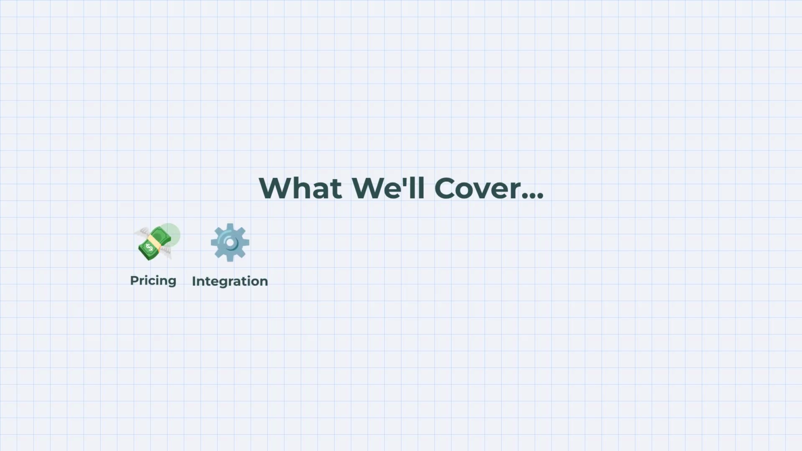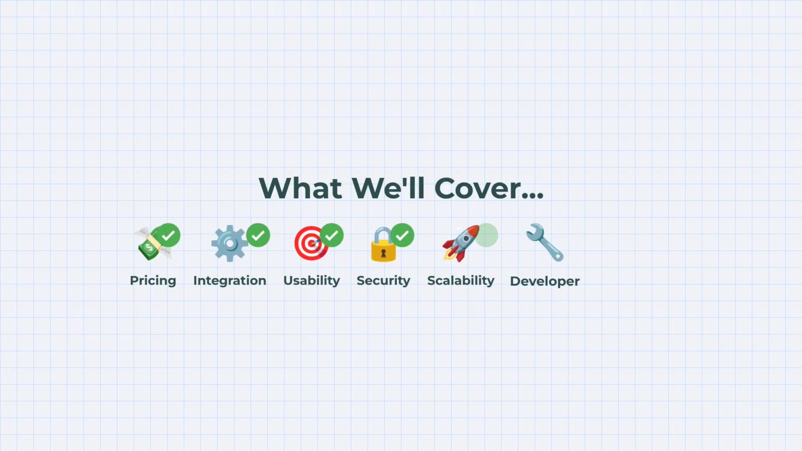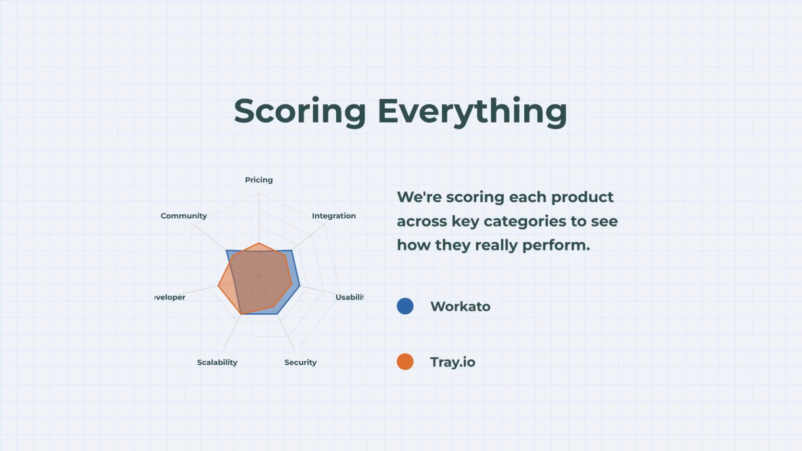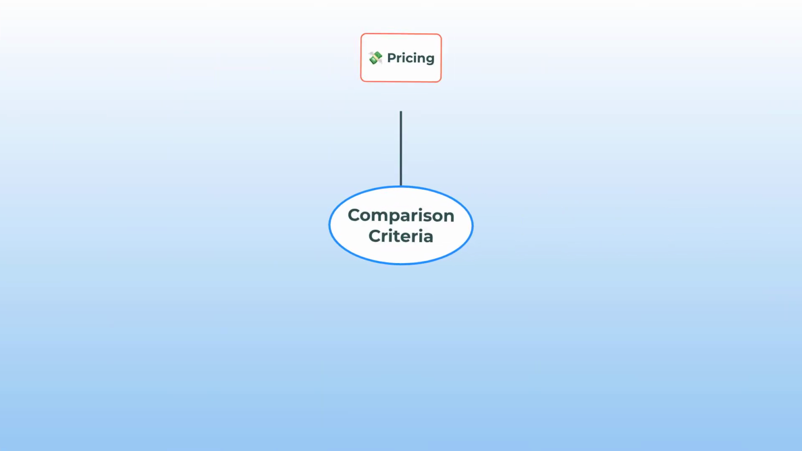We're testing them across real business scenarios: integration flexibility, ease of use, pricing, support, and innovation. Let's cut through the marketing jargon and focus on how they truly perform. Points will be awarded in each category, and by the end, you'll have a clear winner. The outcome may surprise you. Let's get into it. Let me lay out the roadmap for you first.